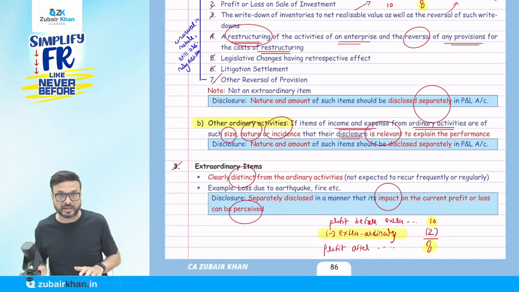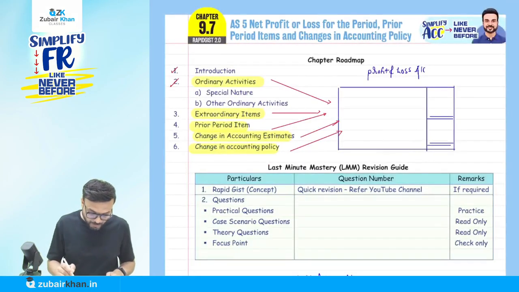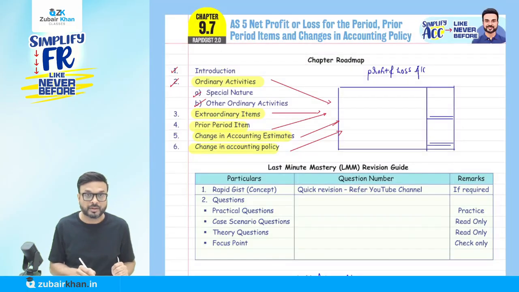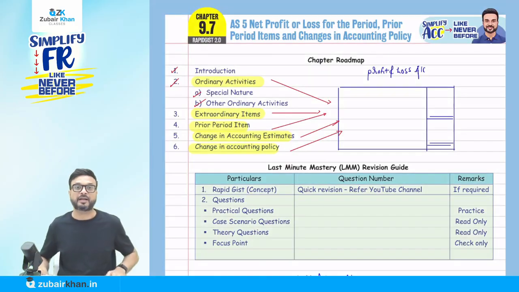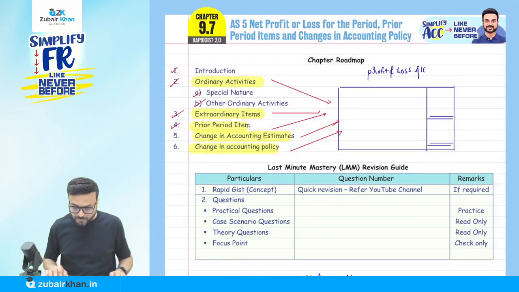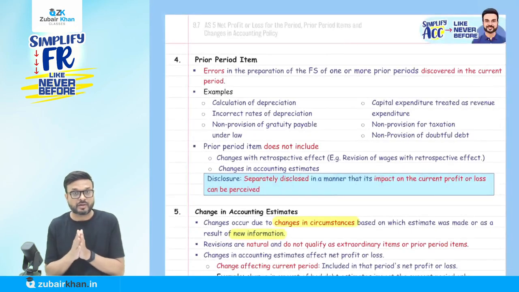Now we talk about the extraordinary item. Okay, so we discussed here the ordinary, then special nature, other ordinary activity, then extraordinary item. Now we will discuss the next one, that is a prior period item. What do you mean by prior period item? First, you have to understand the meaning.